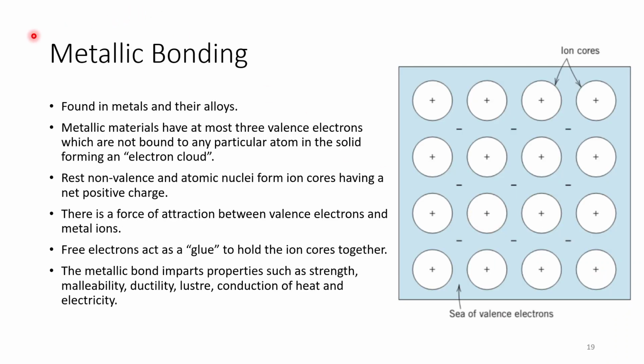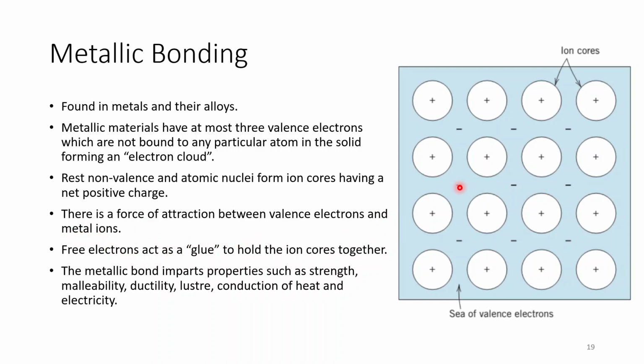Now next is metallic bonding. It is found in metals and their alloys. The metallic materials have at most 3 valence electrons which are not bound to any particular atom in the solid, forming an electron cloud. So all these electrons form this electron cloud, and these are ion cores which are glued together by these electrons. The rest, the non-valence electrons and atomic nuclei, form ion cores having a net positive charge. So there is a force of attraction between valence electrons and metal ions.